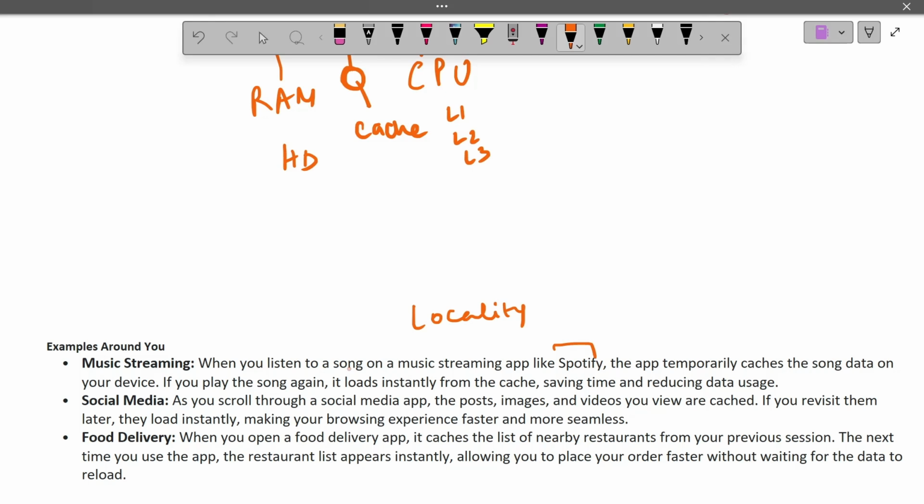So we'll use cache. I just gave an example of a sample business logic. It can be different for different companies, but the point is it will temporarily cache the song so that if you play the song again, it will load it instantly. There is no latency.